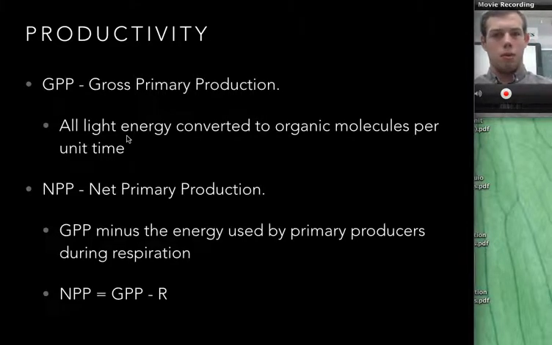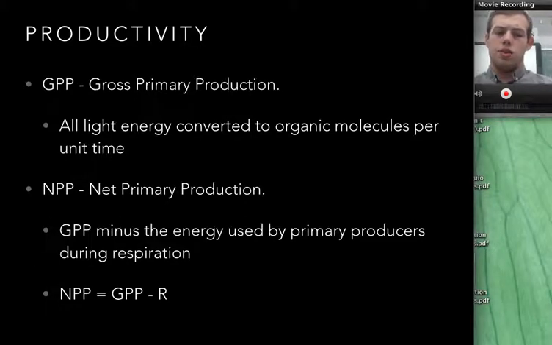Now, the second way you can measure this, and the more useful way to measure it, is through net primary production. Net primary production is GPP minus the energy that those producers used during respiration. So how you calculate net primary production is just your gross primary production minus the energy that those producers used for respiration. That's going to give you your net primary production. That is the usable organic energy, the biomass, that these organisms are going to be able to use in order to do their own processes and stay alive.